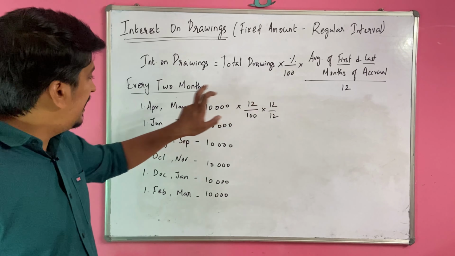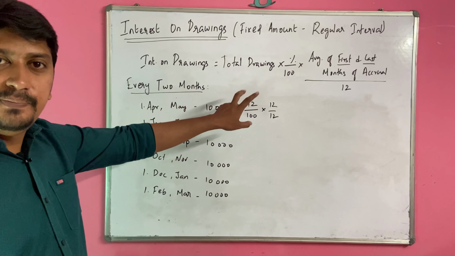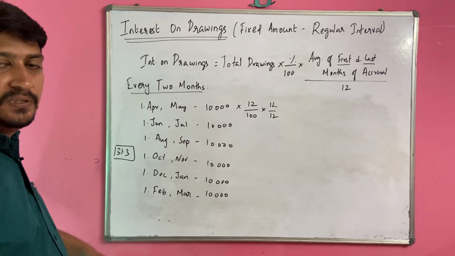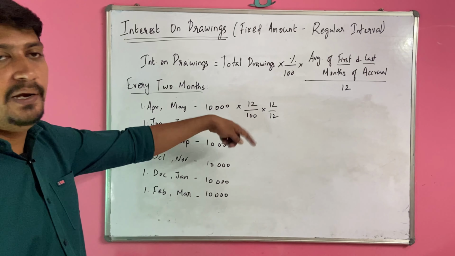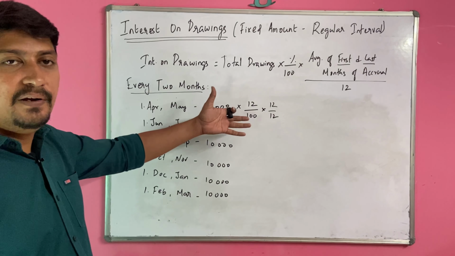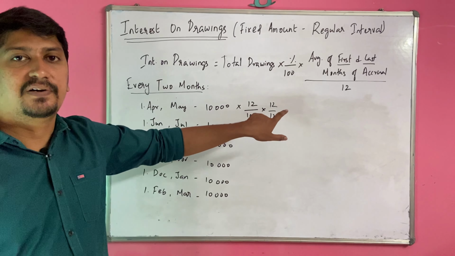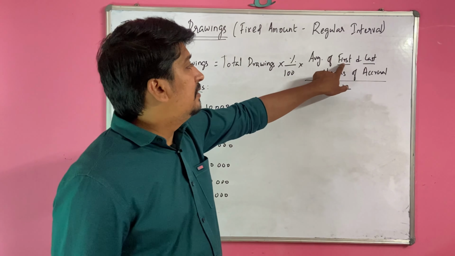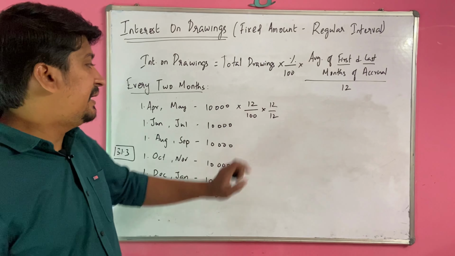For the first one, for April 1, it will always be 12 by 12 because from April to 31st March it is a full year. You can write it, but you can also leave it. But for this calculation we need the first drawing's months accrued, so that is why I am writing it.